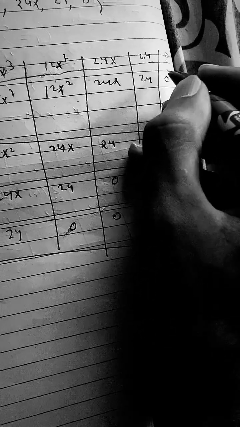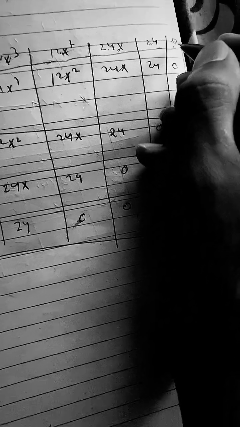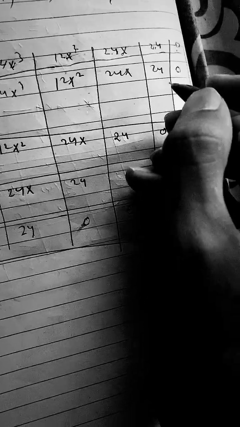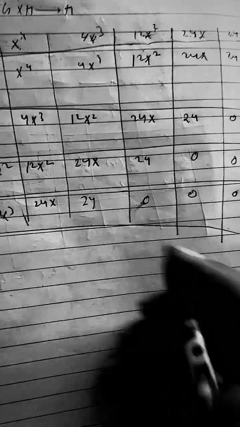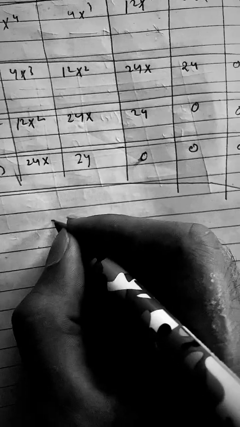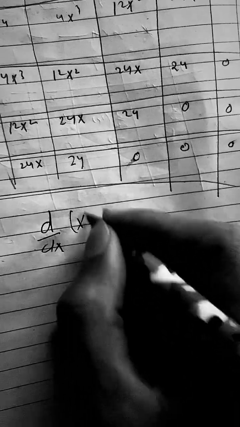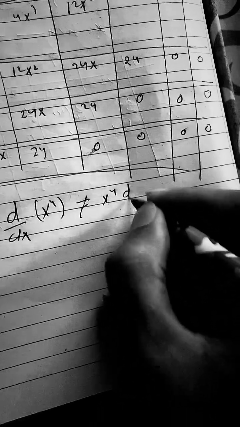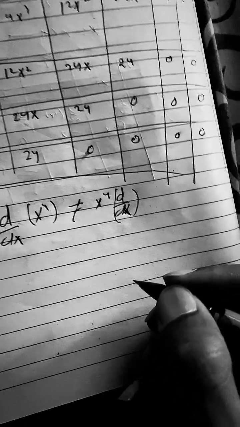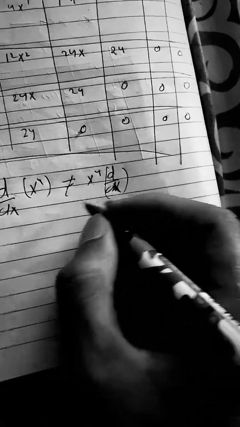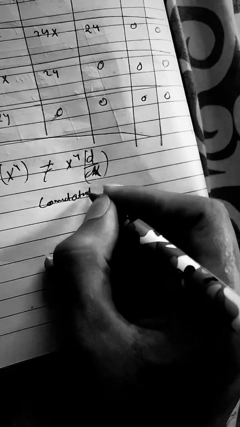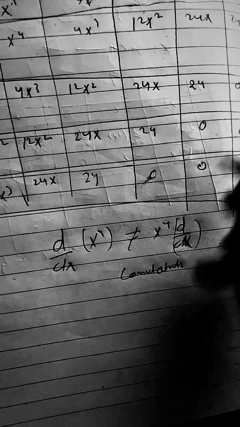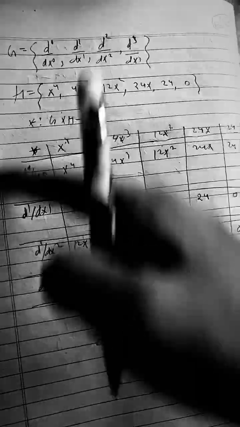Now check this one. Does it satisfy commutativity? Well, we cannot ask this question for commutativity. You know why? Because an operator, let's say d/dx, acting on the element x^4 is not the same as x^4 acting on d/dx, right? It's a different structure, so there is no commutativity, right? This structure does not satisfy commutativity.